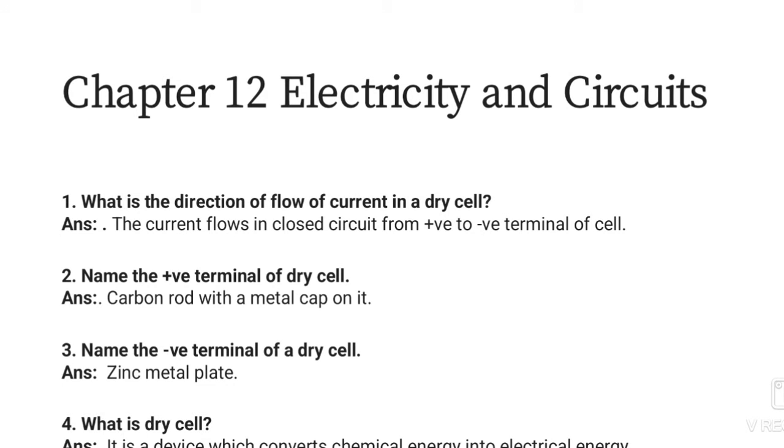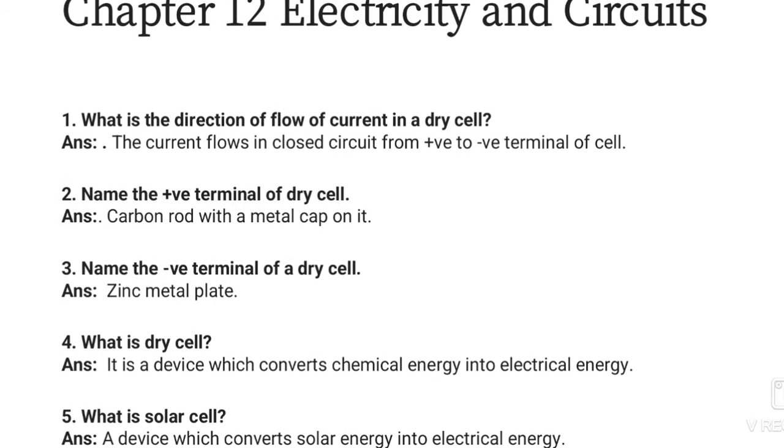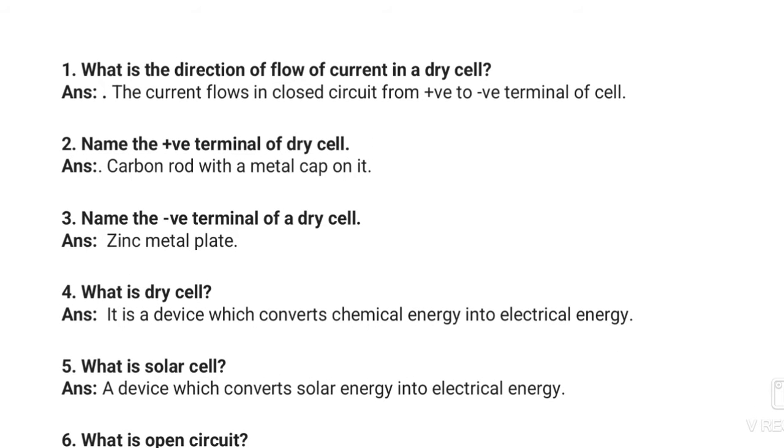Hello student, today we will revise chapter 12, electricity and circuits. In this chapter we already learned about electricity and currents. We use circuits, draw diagrams, and use symbols for a cell, battery, wire, and so on. Today we will revise through question and answer.